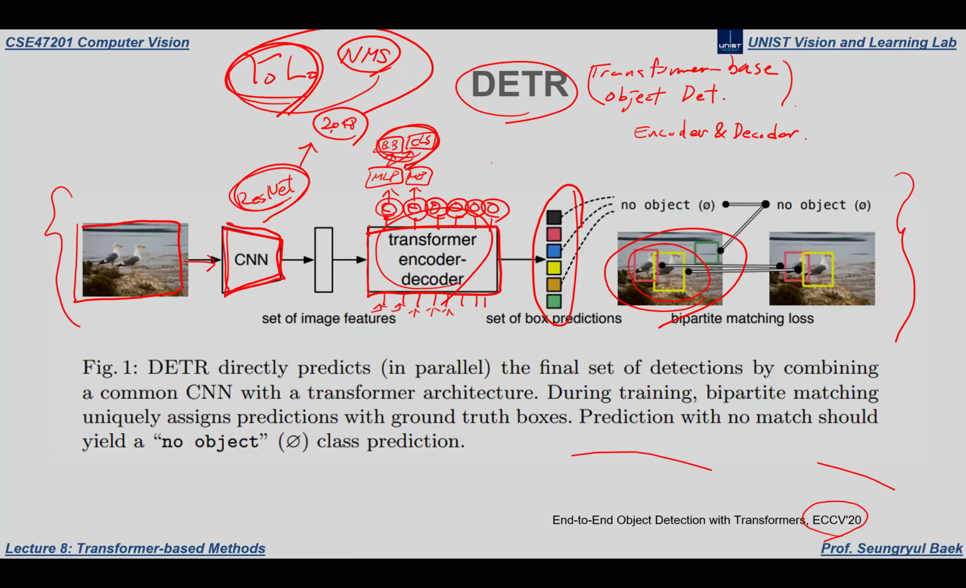But in DETR, they are not using NMS. And they are saying that without using NMS, the transformer-based architecture can produce very good accuracy. So that's the merit of this DETR. Their accuracy, even without NMS, is very good.